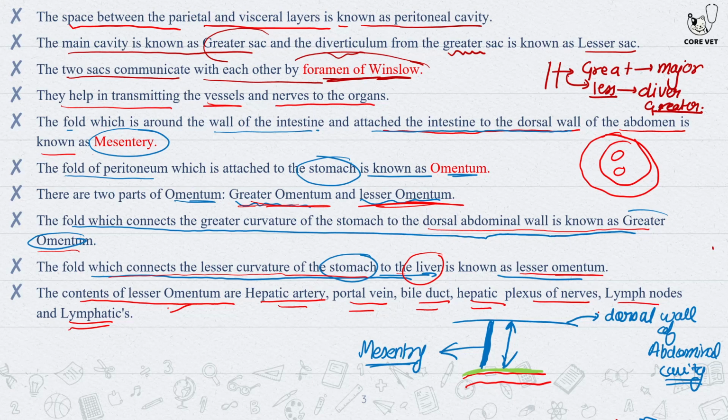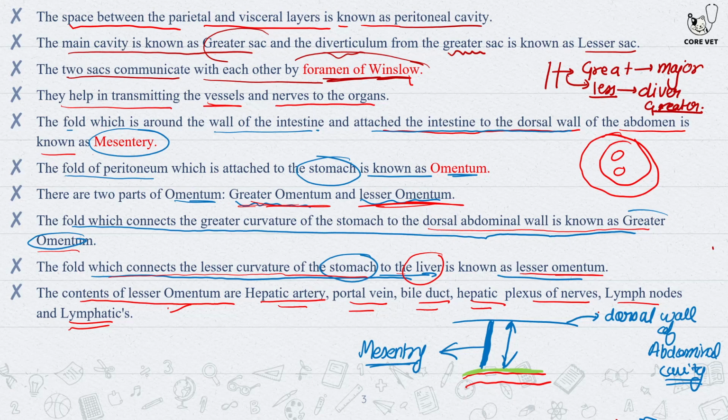First of all, we had discussed the peritoneal cavity. Then we separated it into two sacs, the greater and the lesser sac, right? And the two sacs communicate through what? The foramen of Winslow, right? And its function is transmission of the vessels and nerves to the organ. Okay. And later on, we saw that there is a fold that connects the wall of the intestine to the dorsal wall of the abdomen, which is known as the mesentery.